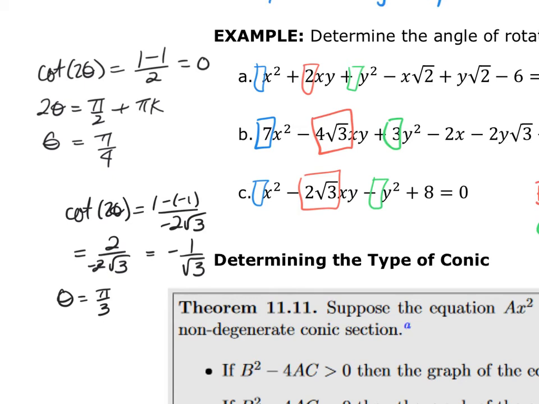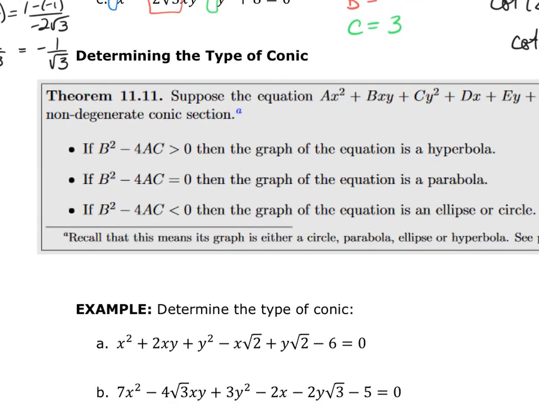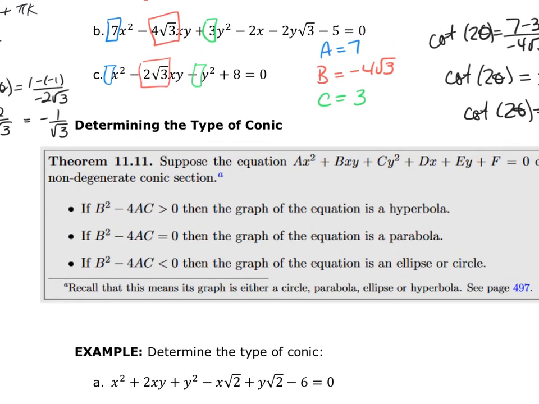How are we doing? So, on the homework, you have 2 questions starting out for find the angle of rotation. The other 2 questions before you actually do the rotation is determine the type of conic that you have. So to determine the type of conic that you have, you're basically looking at just A, B, and C.